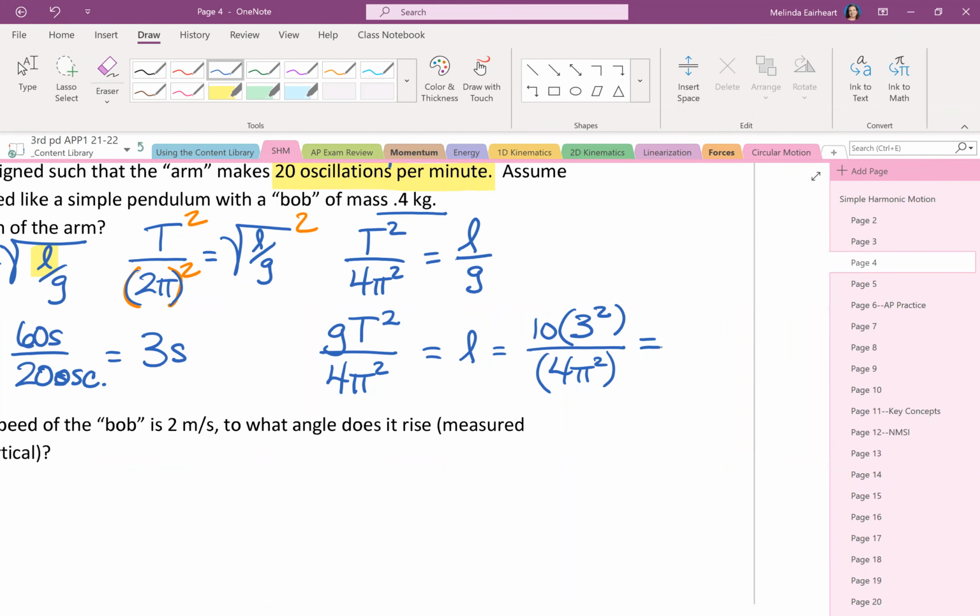And again, I got low battery, so y'all help me. It could go out anytime. So 90 divided by parentheses, oopsies, 4 pi squared in parentheses. 2.28. Yes, okay. So that's the length of our pendulum in the grandfather clock. Good?